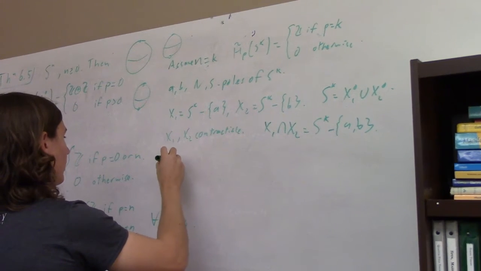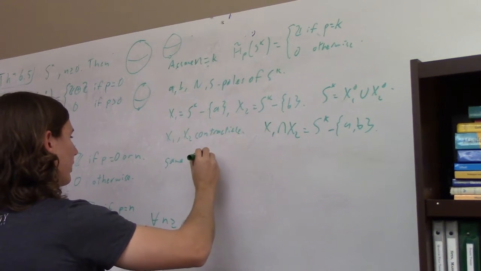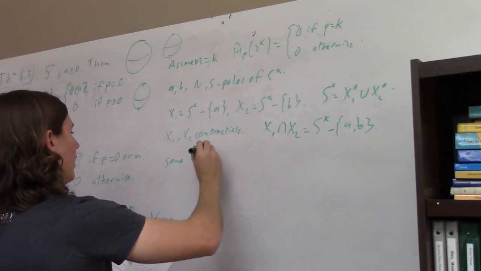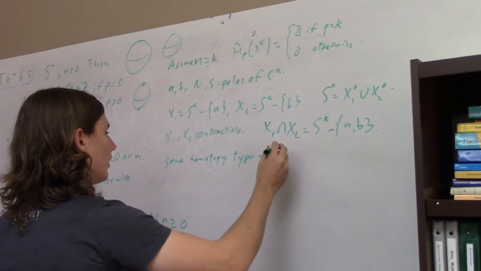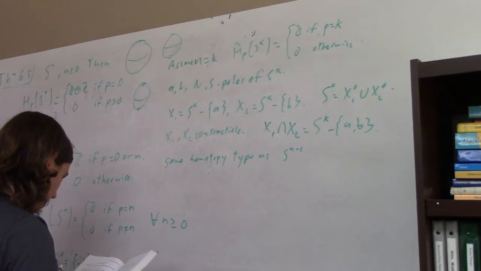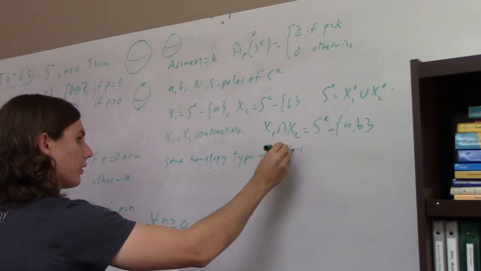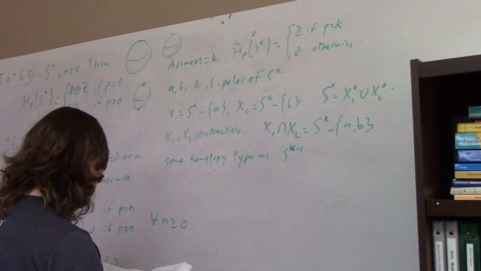So, trying to remember if we had notation for homotopy types. That's a nice one. Which we had defined here as K minus 1. You know what? Let's see.